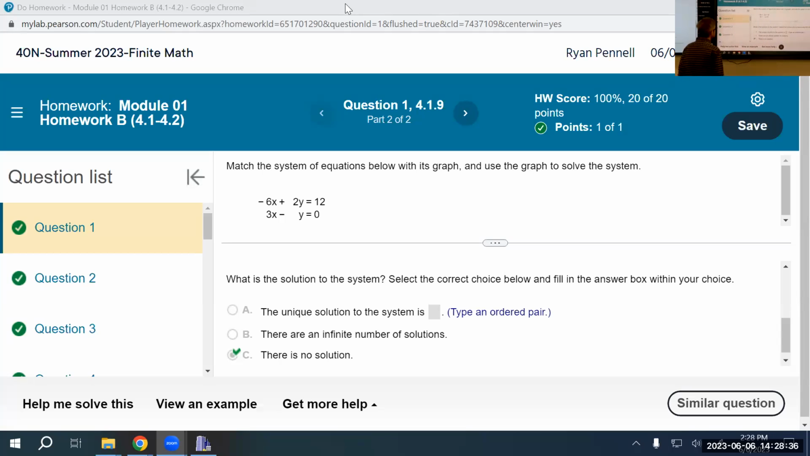Match the system of equations below with the graph and use the graph to solve the system. So we have two lines and two variables, x and y. It says use the graph, so there must be some graph below. Where's that located?